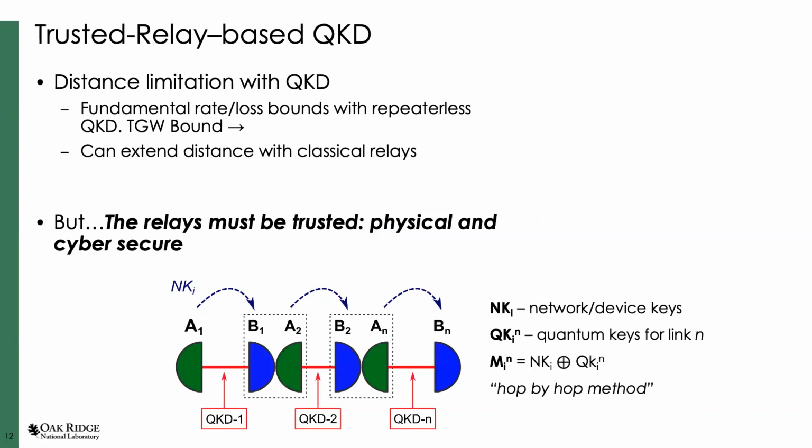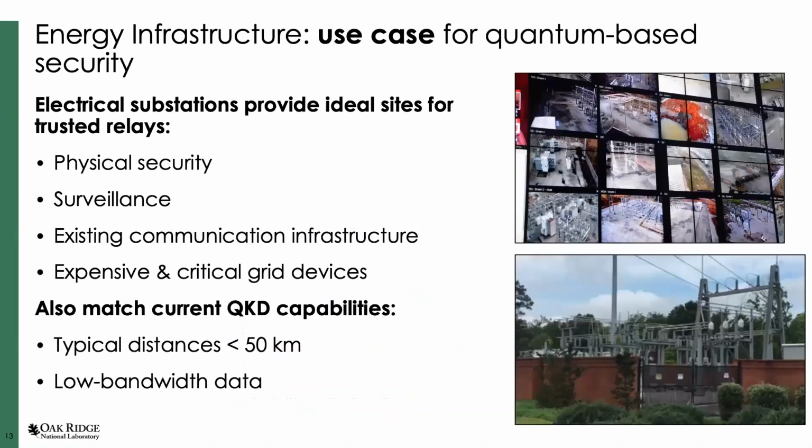What you do is you break the channel up into smaller links, and you terminate and perform QKD between these smaller links. And then you can take the classical key material and do an XOR with the neighbor, and by taking that material and hopping it down the road, you can distribute shared keys over longer distances. This is something which we've been working on recently in terms of the energy infrastructure. This is because the energy infrastructure is a really great use case for quantum key distribution.